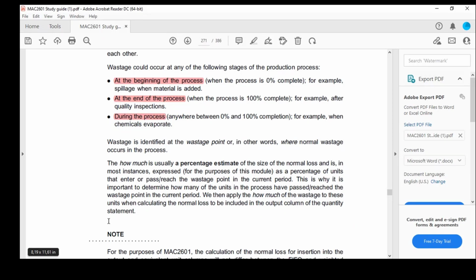This is, for instance, where you apply heat or you're compressing your chemicals, things might happen in terms of chemicals evaporating, because that could be during the process before you produce that liquid or oil that you will be selling to your customers. So always remember that there's different stages in which normal loss can occur, either at the beginning, at the end, or during the process.